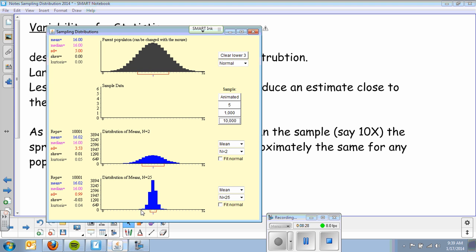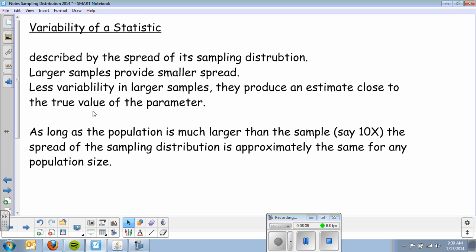Okay, same thing here. The mean was 16, but this is less spread out than if the sample size was 2. As long as the population is much larger than the sample, say 10 times, the spread of the sampling distribution is approximately the same for any population size.